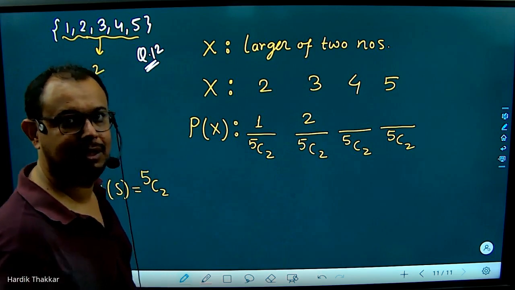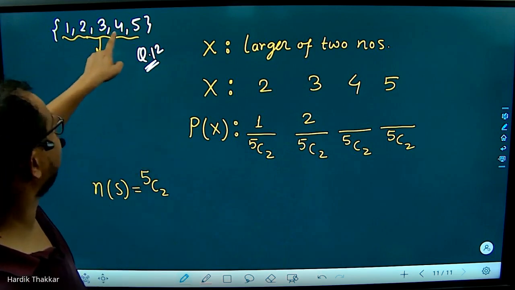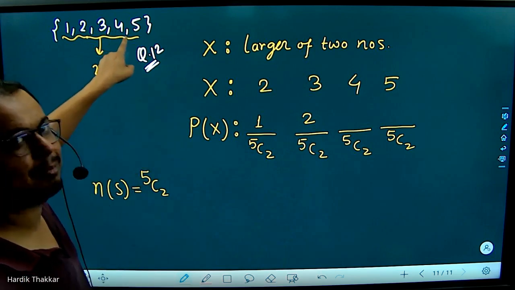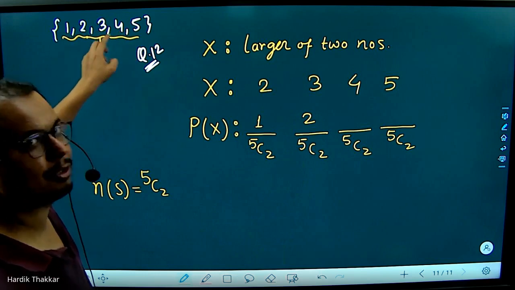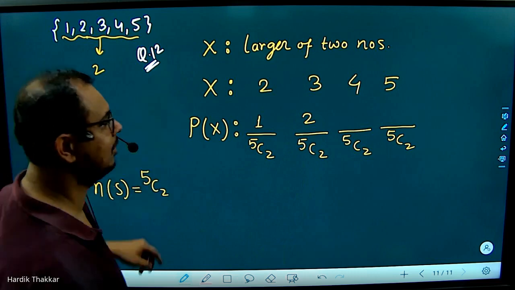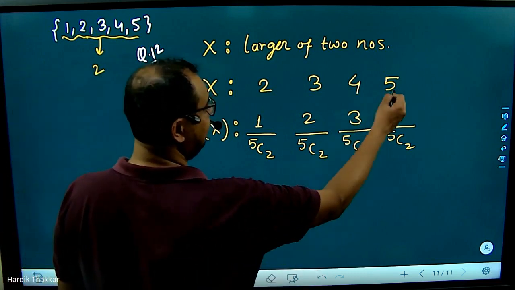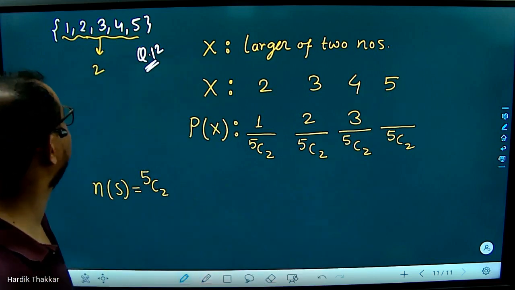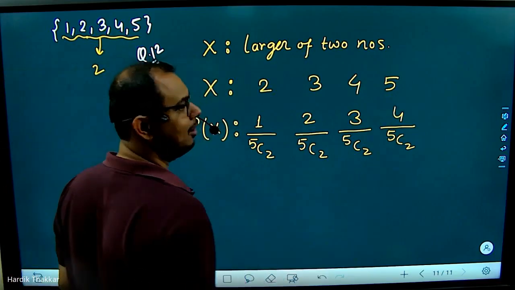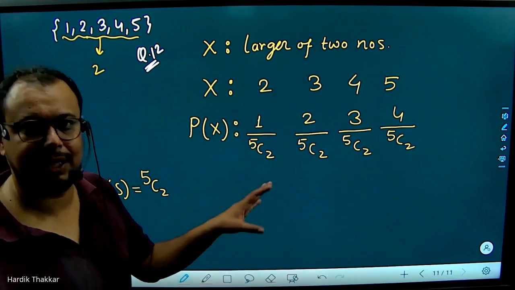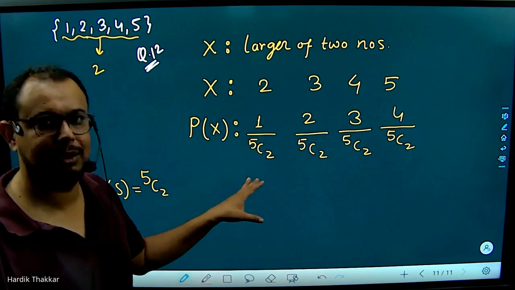Clear? Now, what are the possible situations when we will get 4 as the larger number? When we get 4-1, 4-2, and 4-3. So there are three possible outcomes. So it will be 3. Now what about this? 4. So it is 4. Clear? Now we can cross check whether we are making a correct distribution table or not.